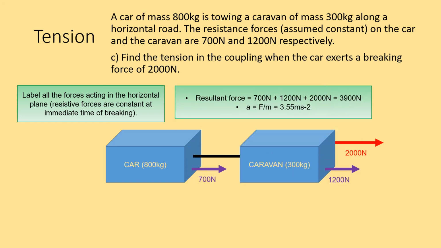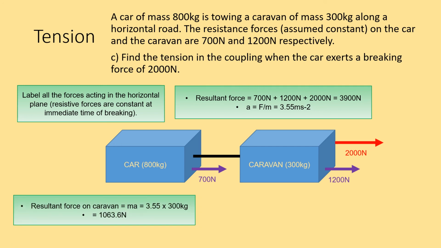So the resultant force is 700 plus 1,200 plus 2,000, which gives 3,900 newtons. Again, acceleration is force divided by mass, which is the total mass of the system, and that gives you 3.55 meters per second squared.